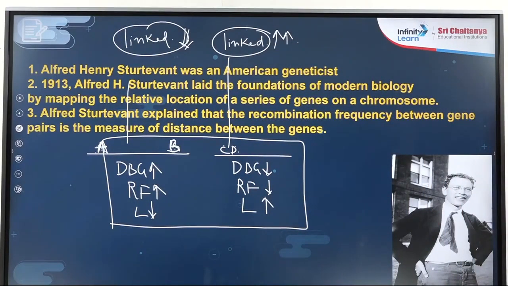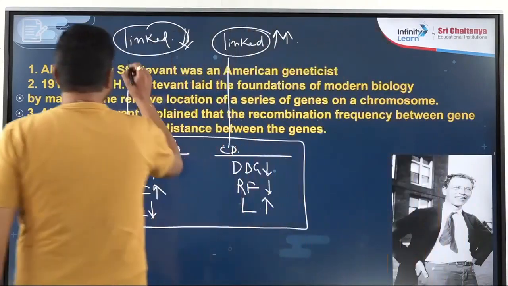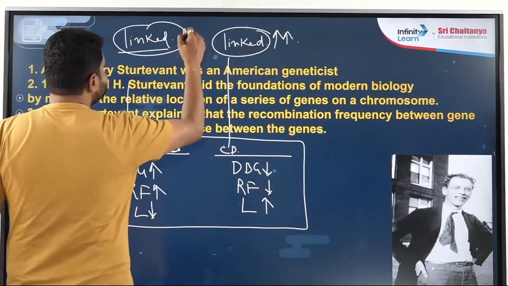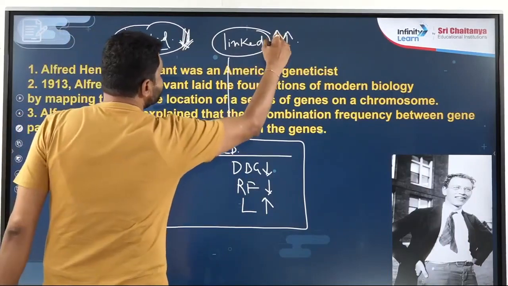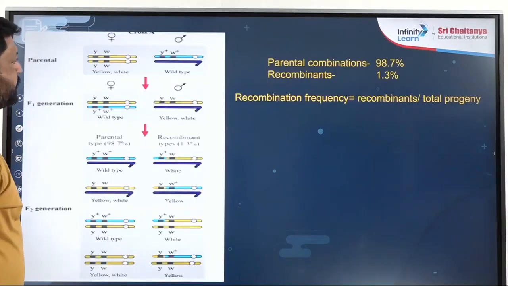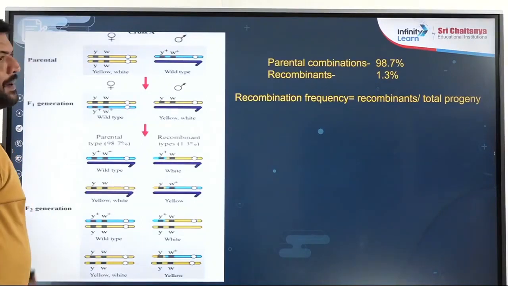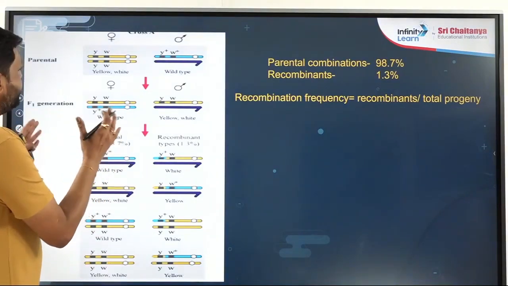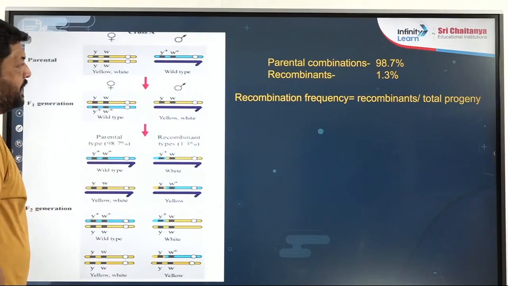The linkage may be very close, or the linkage may be less. Clear? Now I will explain the first cross. Whenever you see this diagram, you feel it is very difficult, technically very difficult, but nothing is there.